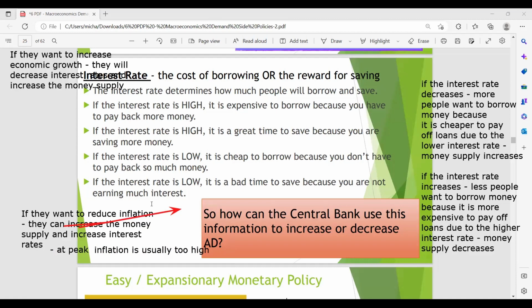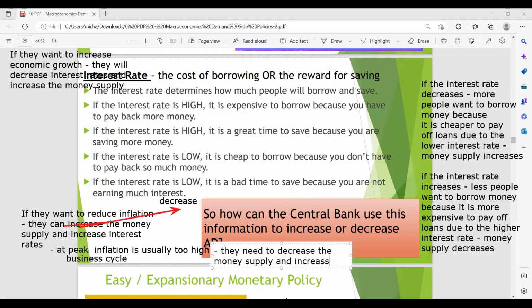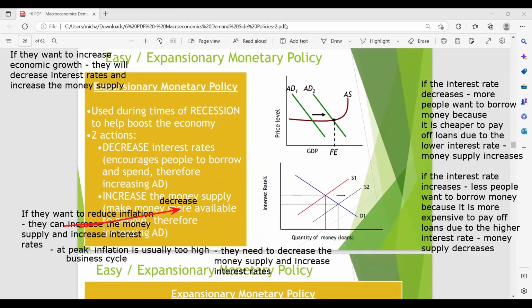So like you said, at peak, inflation is usually too high. So they need to decrease the money supply and increase interest rates. Good point there. That's usually what they do at that part of the business cycle, because we don't want inflation too high, because we can't afford anything when inflation's too high. And here, I put that in the chat for everyone.